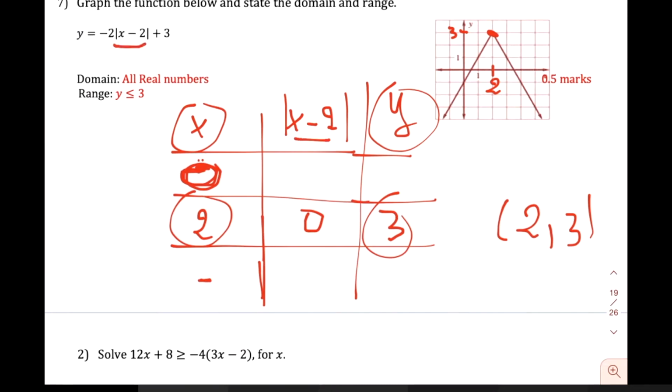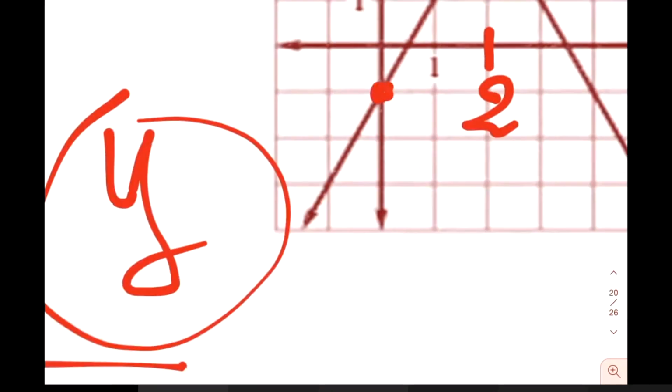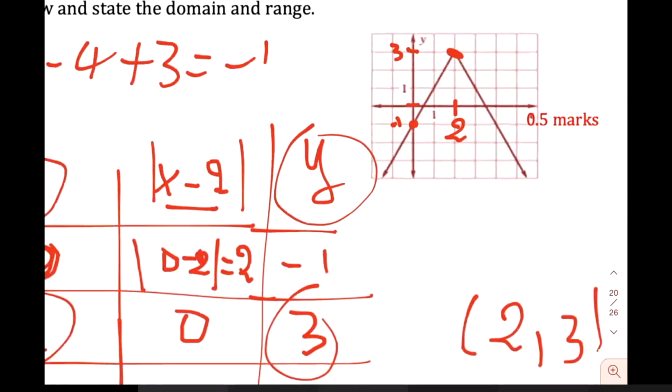So x minus 2 is 0 minus 2. 0 minus 2, absolute value, equals 2. And then multiply by negative 2 and add 3. Negative 2 times negative 2 is negative 4, plus 3 equals negative 1. So y equals negative 1, and that's why they have this point here. Can you see this point? When x equals 0, y equals negative 1. Okay. And now from these 2 points, you can draw your line. Very simple. This is the first half.